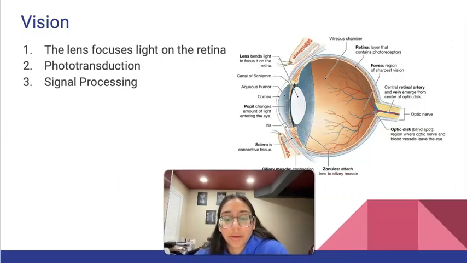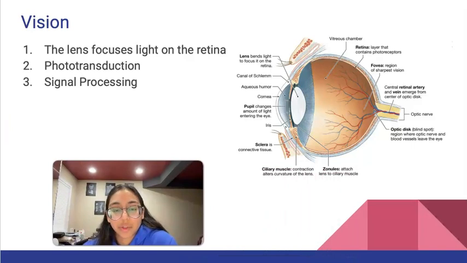So I wanted to start off with a brief overview of the process of vision, which can be separated into 3 steps. The first is that the lens focuses light onto the retina. The second is a process called phototransduction, in which photoreceptors in the retina transduce the light into electrical signals. And the third process is signal processing, in which the electrical signals are converted into the visual images that we see.